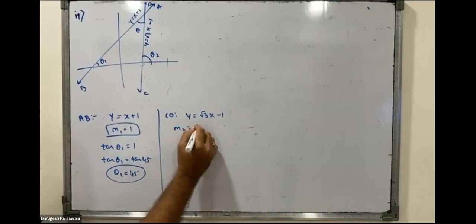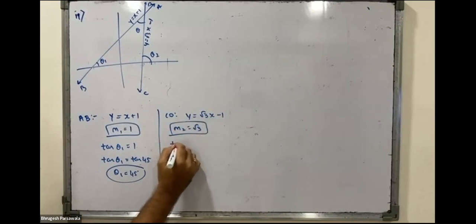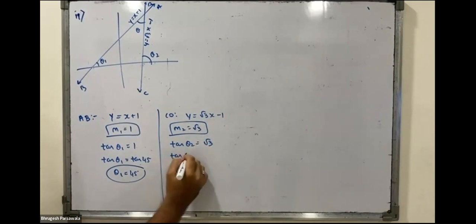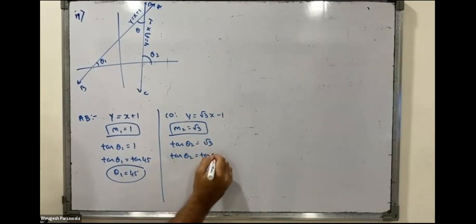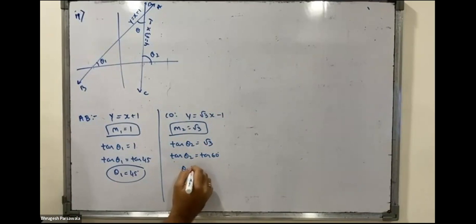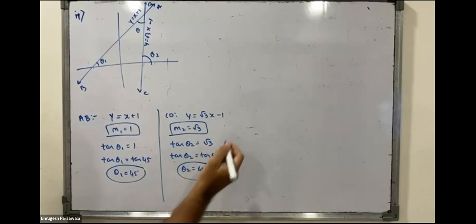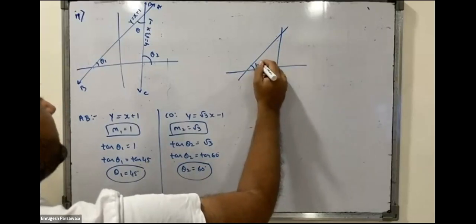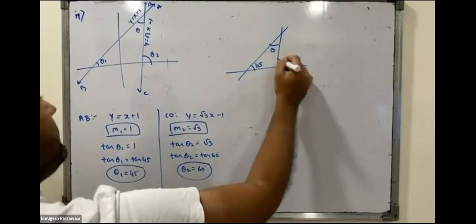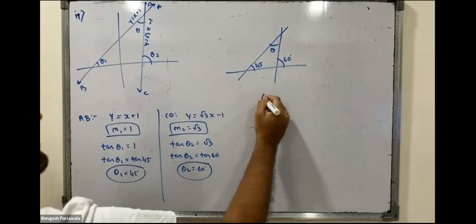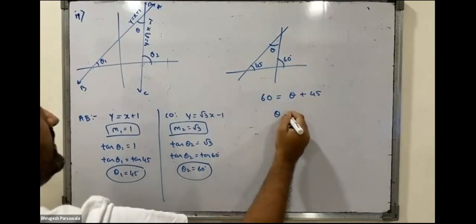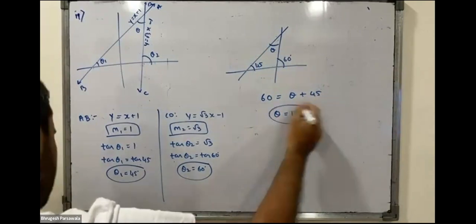So comparing, m2 is root 3. So tan of theta 2 is root 3. Tan of theta 2 is tan of 60. Theta 2 is 60 degrees. Okay beta. Now look at this triangle, beta. This is 45 degrees, this is theta and this is 60. We all know the exterior angle is the sum of the interior opposite angles. So theta is 15.